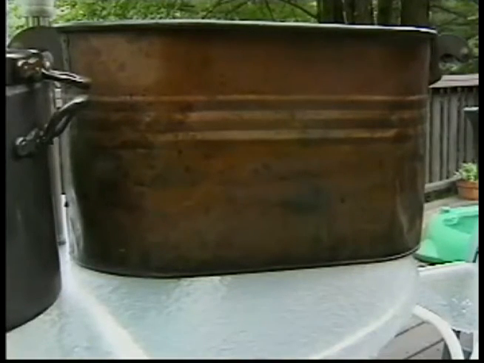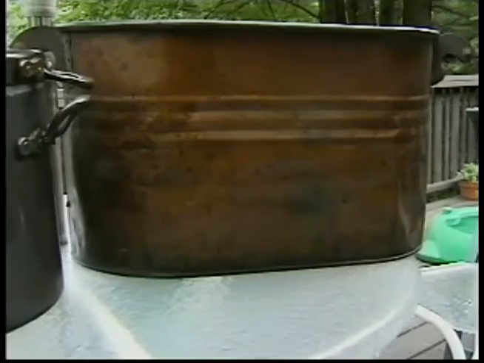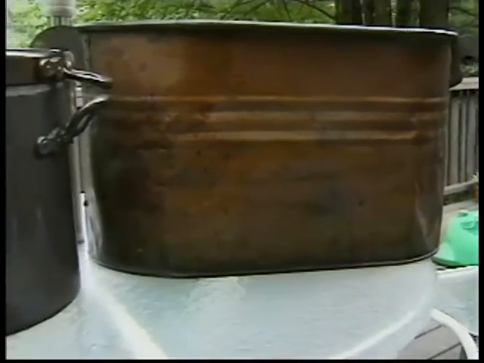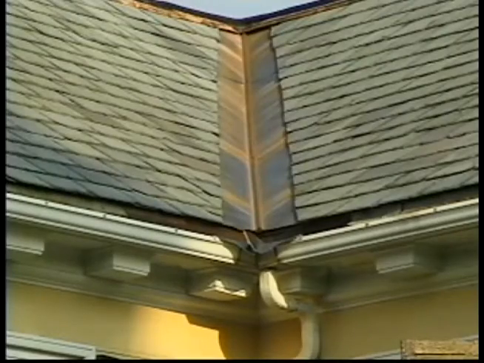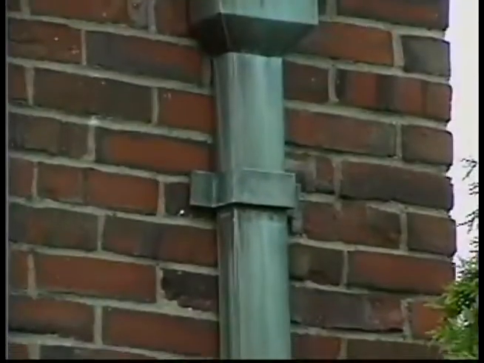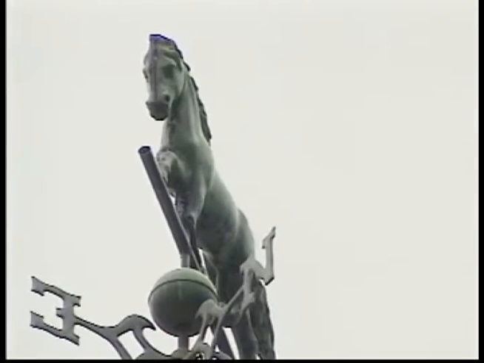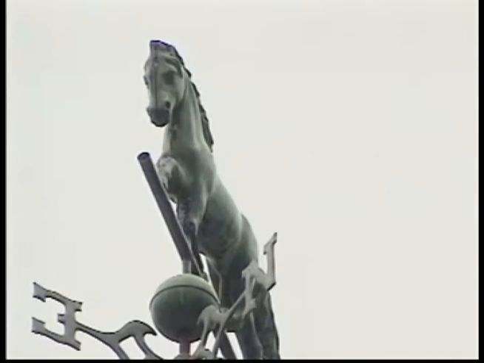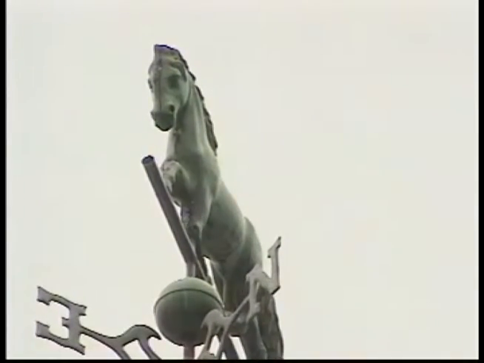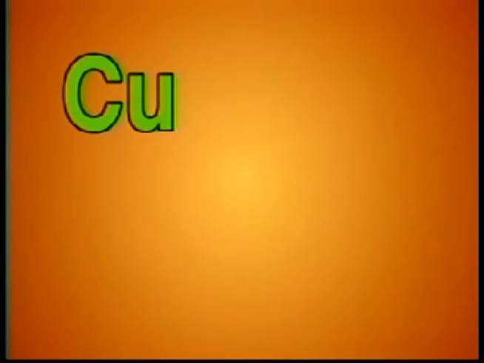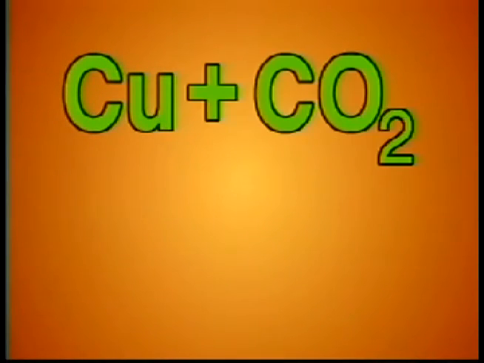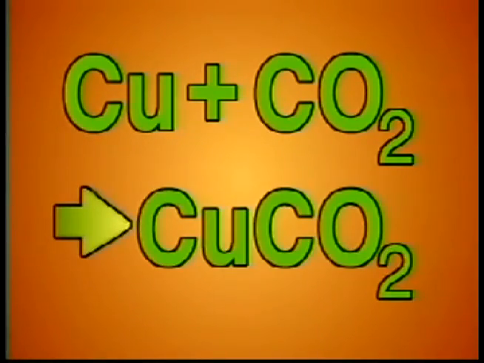Let's take a look at an example involving the element copper, seen here in this bucket. Copper is often used as material for roofing and for downspouts, seen here. With time, the shiny copper metal turns green, symbolizing a chemical reaction between the copper and carbon dioxide in the air. The reaction can be symbolized by the chemical equation Cu plus CO2 yields CuCO2.